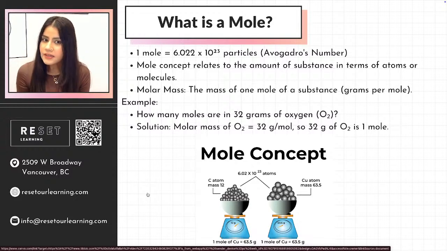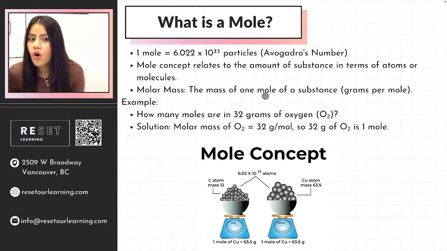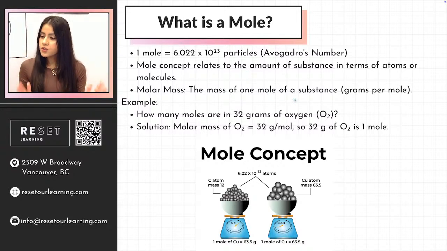Similarly, molar mass is the mass of 1 mole of a substance. So if you look at your periodic table, you will see that you have a molar mass or a mass associated with each element. That mass is for each 1 mole. So say if it's 32 grams, that's 32 grams per mole.